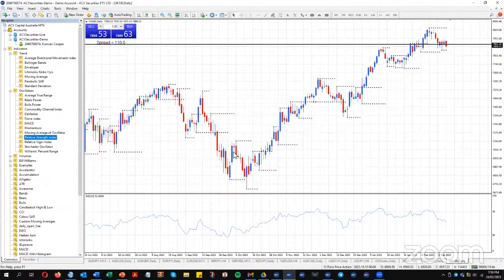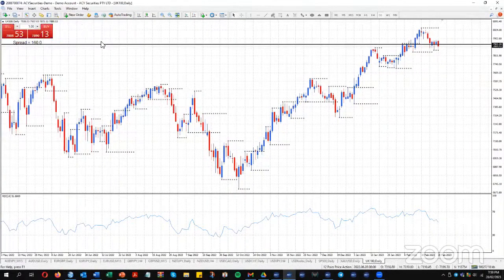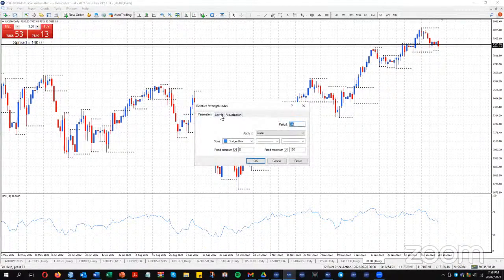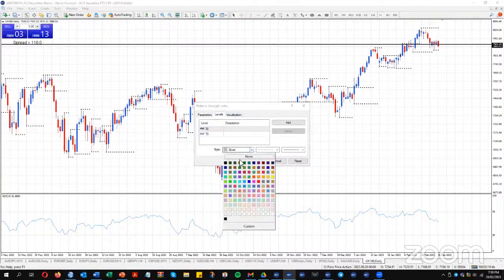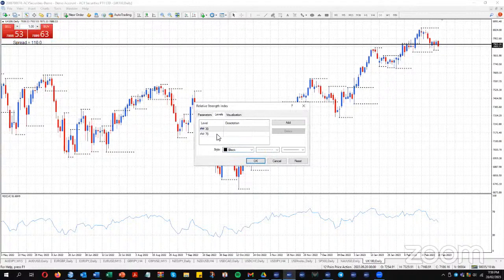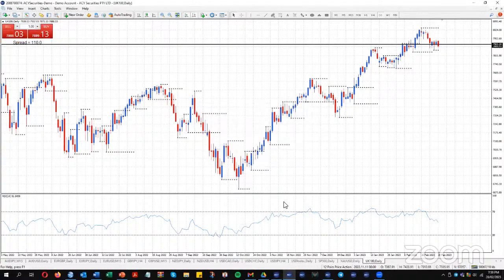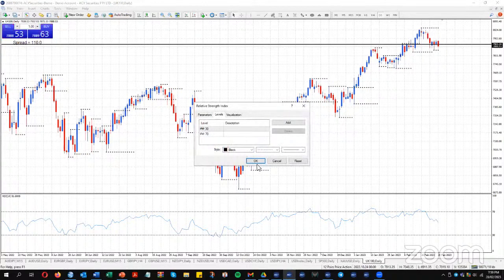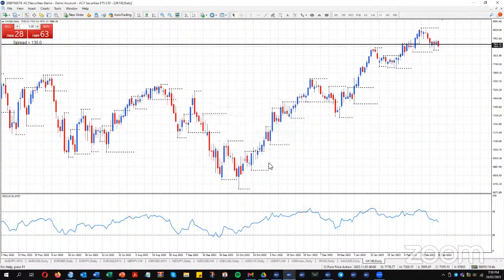I mean, you can go on Google and get 100 lessons on RSI. My general interpretation might not be the same as somebody else's. Standard setting is 14. I just want to make these levels black so you can see them. Levels are 30 and 70. So in general terms, I might make that thick so you can see it a bit clearer. There we go.